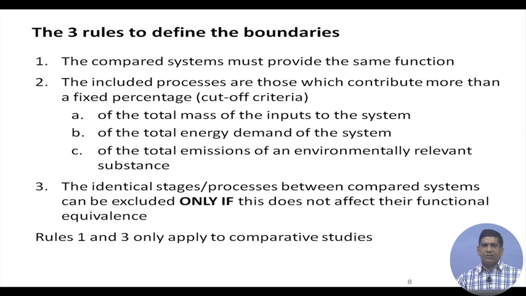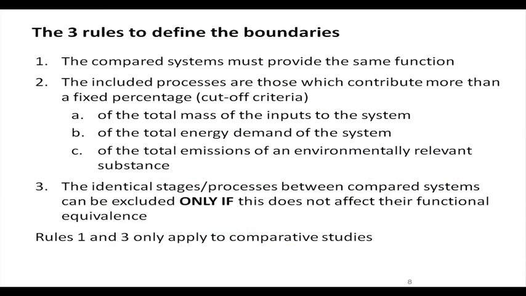Then the identical stage and process. Since an identical stage and process will have the same impact on both systems or both products, we can eliminate that. Since we are trying to compare the two, if there is a certain aspect which is common in both A as well as B, we can take that aspect out, because it will have the same impact. It will have the same amount of, say, CO2 emissions or whatever we are looking at. So identical stages and processes between the compared systems can be excluded only if that does not affect their functional equivalence. And I will give you another example of that later on, which will make it clearer.